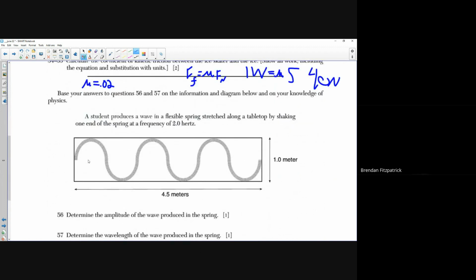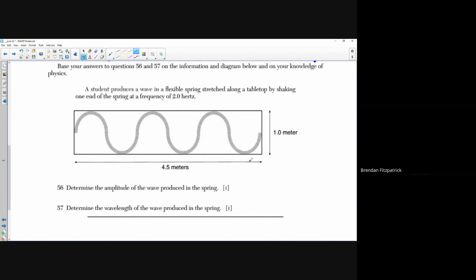Okay. 56, 57. A student is producing a wave in a flexible spring. Determine the amplitude of the wave in the spring. Well, this whole thing is 1 meter. The amplitude is just half of that, so that's 0.5 meters, right?